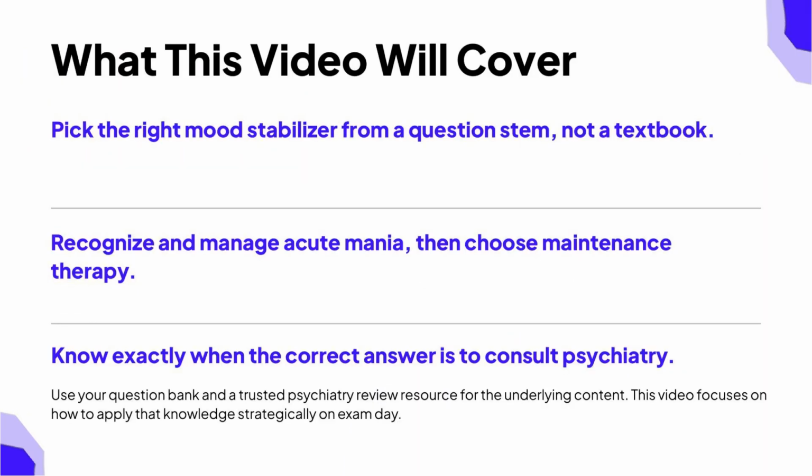First, we will learn to pick the right mood stabilizer straight from the clues in a question stem, rather than reciting a textbook. Second, we will recognize and manage acute mania, and then separate that from choosing long-term maintenance therapy. Third, we will nail down exactly when the correct answer on the exam is to consult psychiatry. Throughout, we will walk through practice questions and explain why each choice is right or wrong. Keep your favorite psychiatry review resource open so you can read the fuller background on anything we move through quickly.